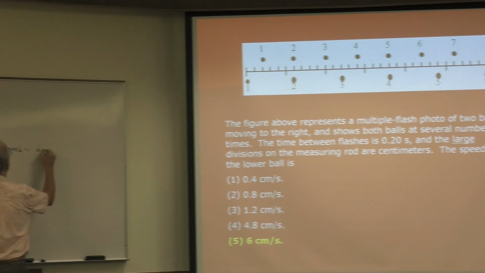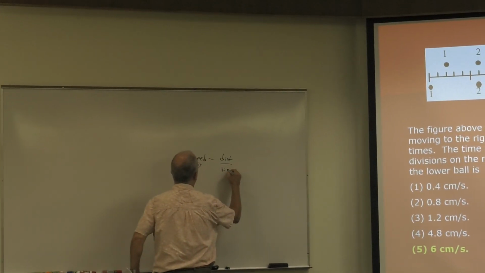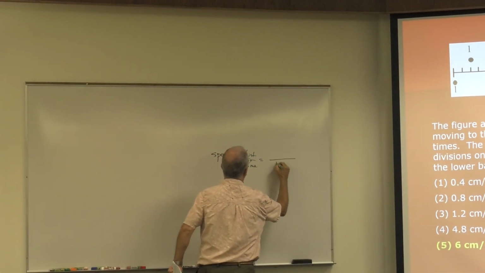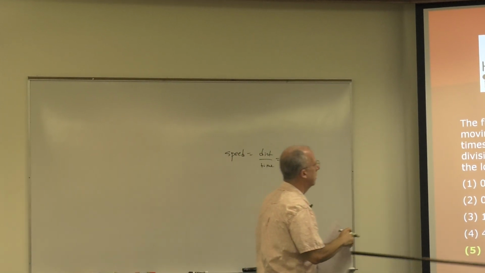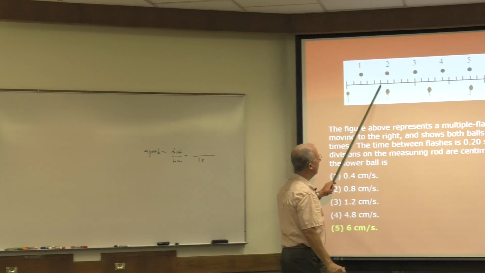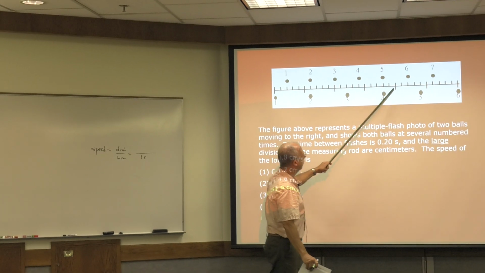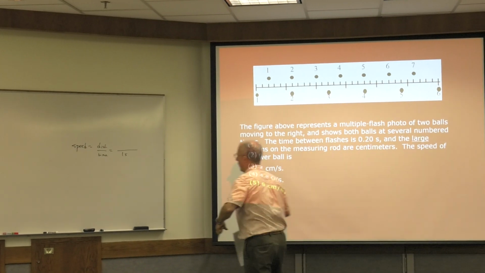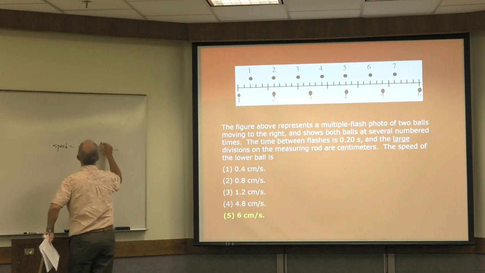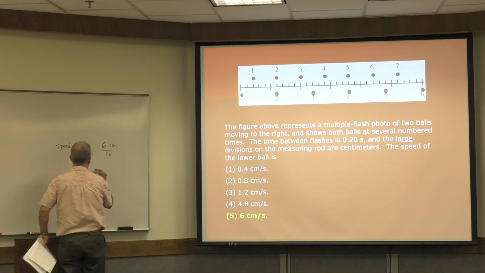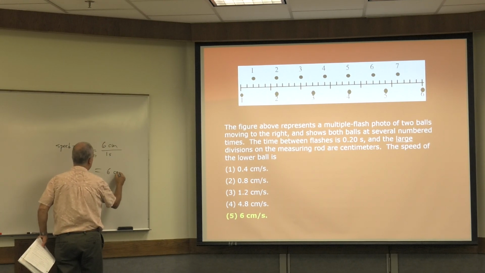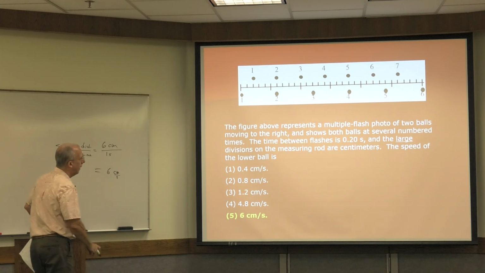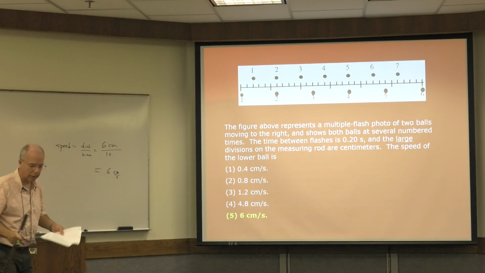is distance over time. We know that the time is 1 second. Now what's the distance? 0, 1 centimeter, 2, 3, 4, 5, 6. So it's 6 centimeters over 1 second. So we just say that's 6 centimeters per second. Now that's not the only way to do it.